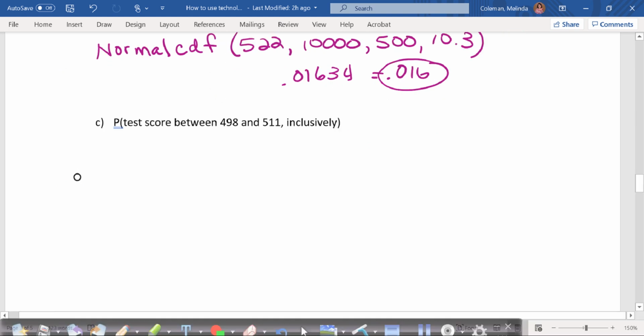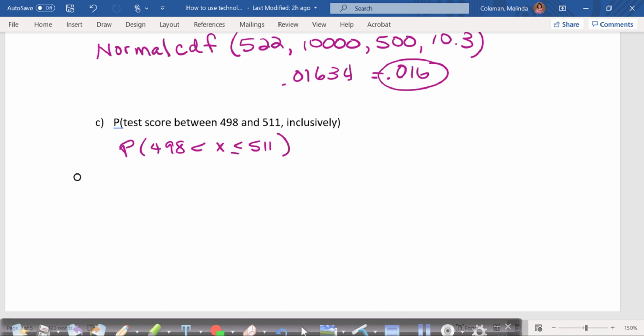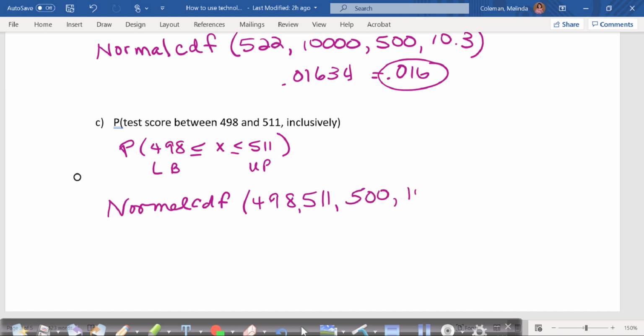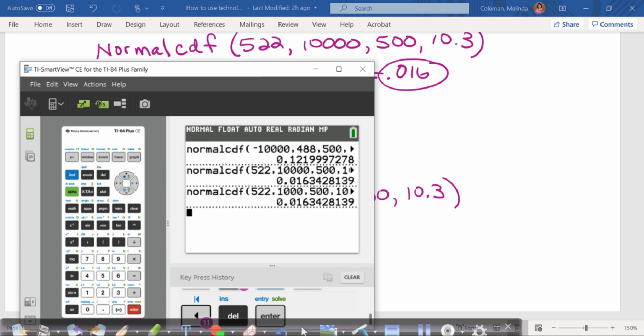Okay. So for C, it says that we want the probability that my test score is between 498 inclusively and 511. So 498 to 511. That's going to make this one a lower bound, this one an upper bound. And my calculator work will be normal, CDF, lower bound, 498, upper bound, 511, 500 is still my mean, standard deviation of 10.3, going directly to the calculator.